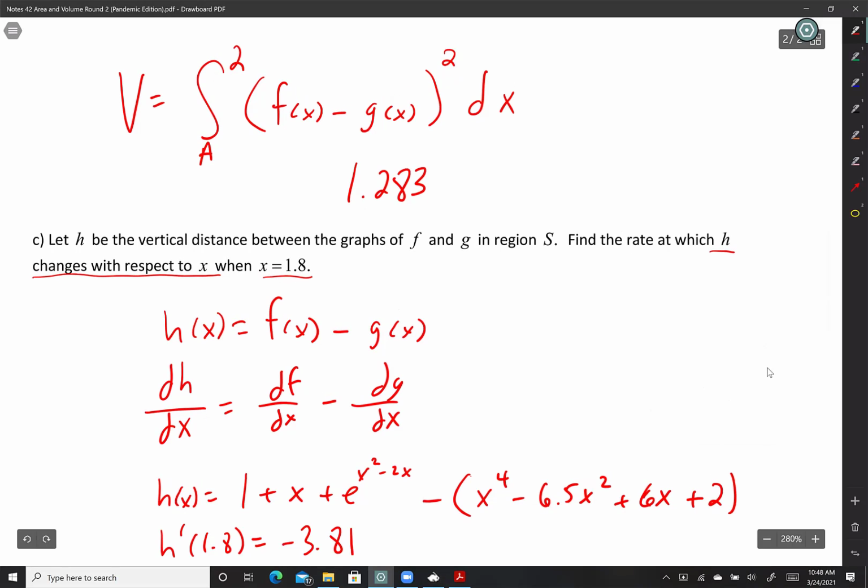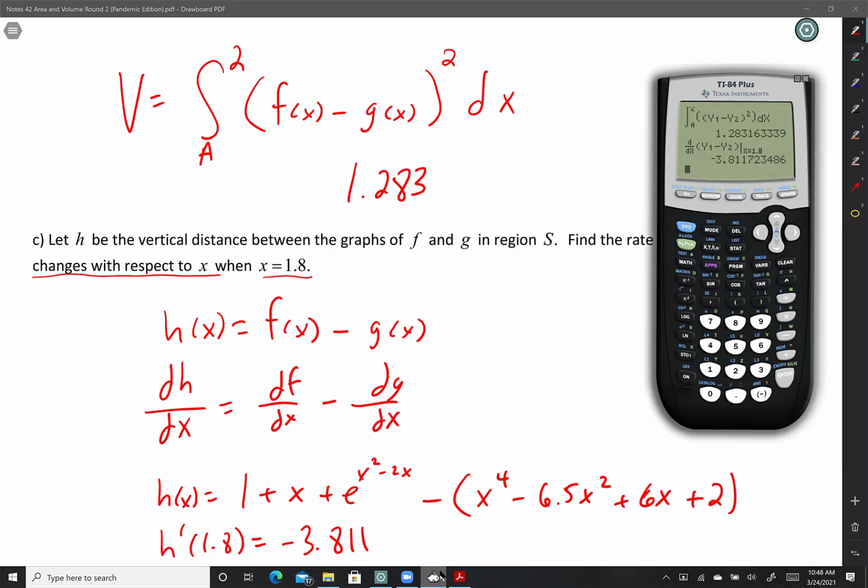Negative 3.811. I have a habit of truncating. If you want to round it, they should have taken 3.812 as well. I have a habit of just keeping the first 3 digits, so my habit is truncate. You don't have to have my habit. If you want to round all the time, round all the time. That's what Delta Math does. Delta Math always rounds.